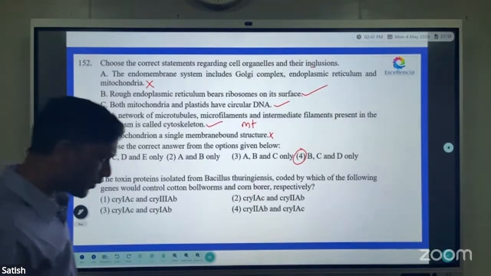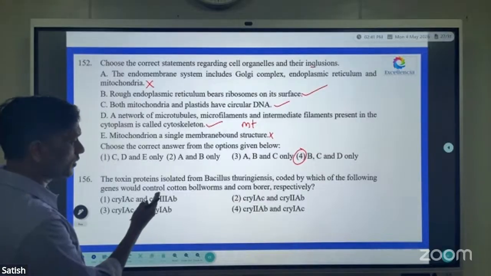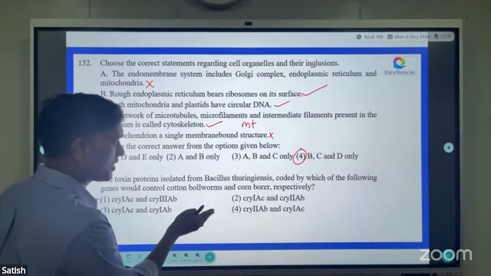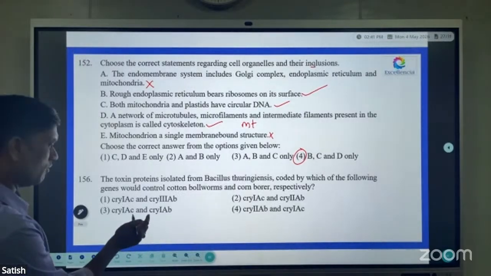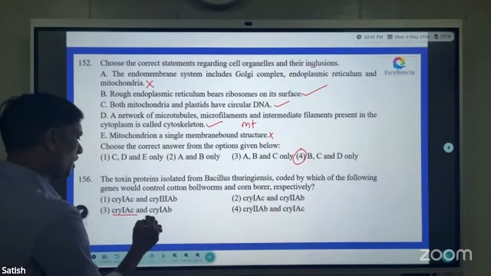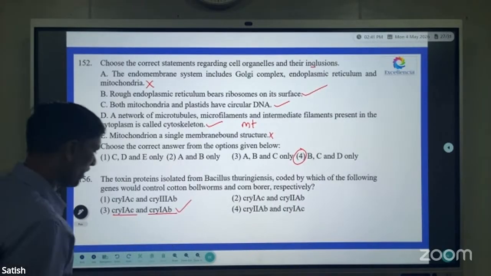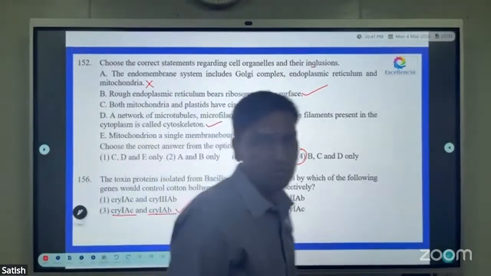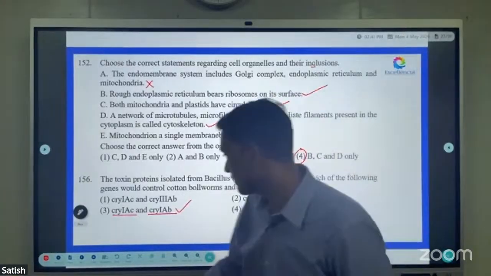Next one, 156 question. So this question is related to biotechnology applications. So the toxin proteins isolated from Bt, Bacillus, which control cotton bollworm and corn borer. So cotton bollworm, Cry I Ab, right? Cotton bollworm, Cry I Ac, corn borer, Cry I Ab. So answer is third option. Third option is the right answer. 156. So next one.